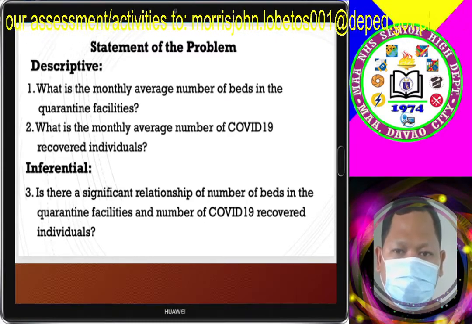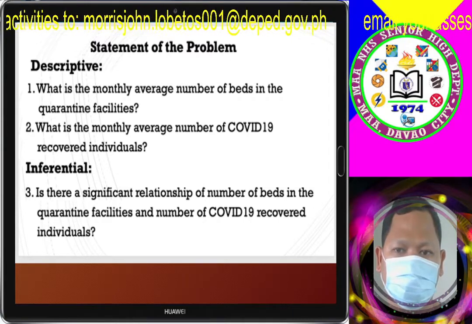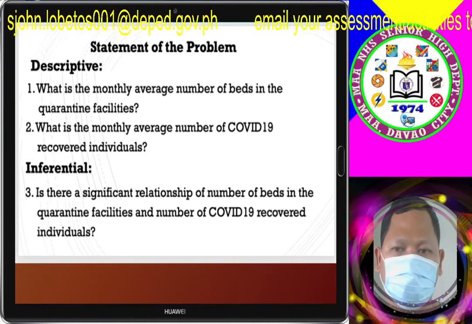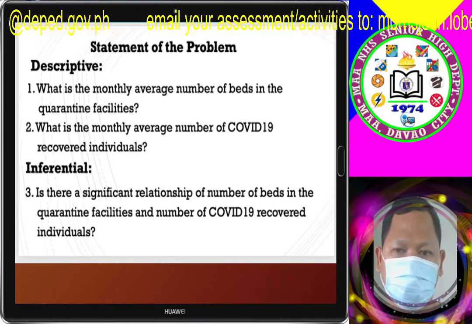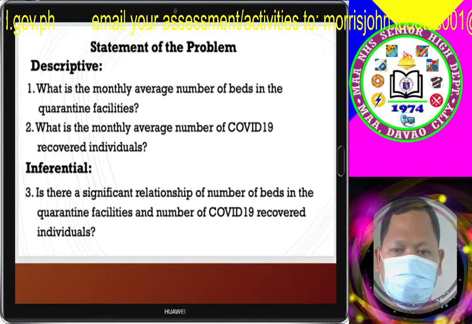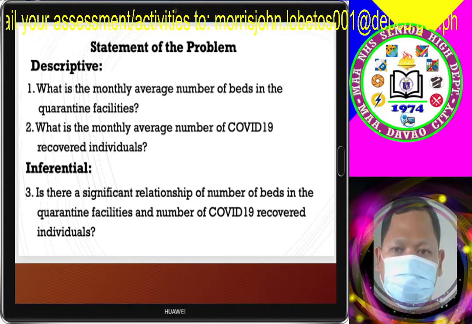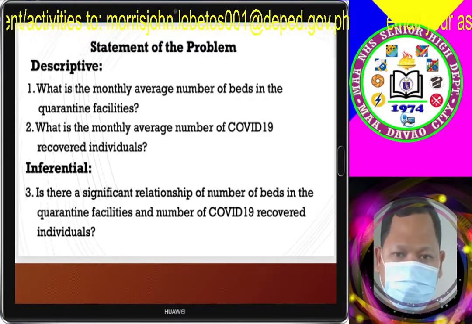Okay, so this is the question. That's why we need to have our hypothesis, so that we will test it. In this research example, we're trying to prove if there's a relationship between the number of beds and the number of COVID recoveries.